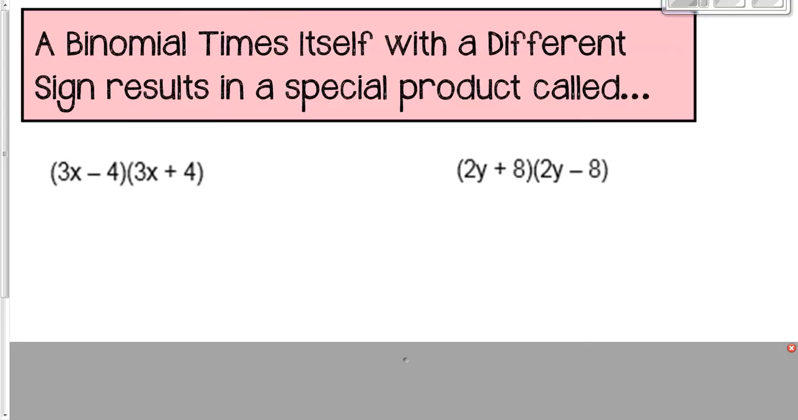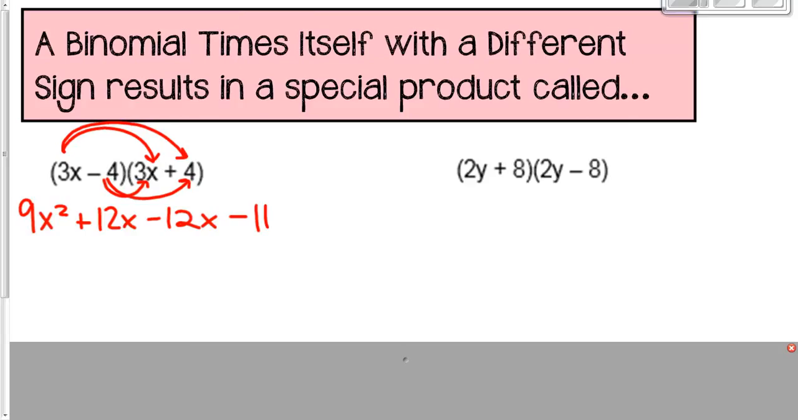Alrighty, so we have one more special product. This is the bottom part of your notes page here. These are also special products because we're multiplying a binomial times itself, except the sign is going to change. Alrighty, so let's work out this first one. I've got 3x times 3x, it's 9x squared. 3x times 4, that's 12x. Negative 4 times 3x, that's negative 12x. And negative 4 times 4, which is negative 16.